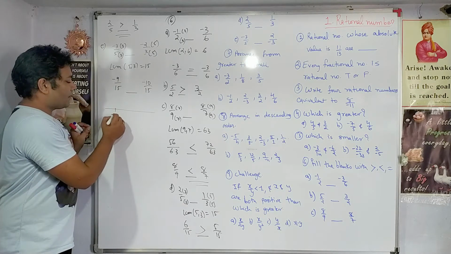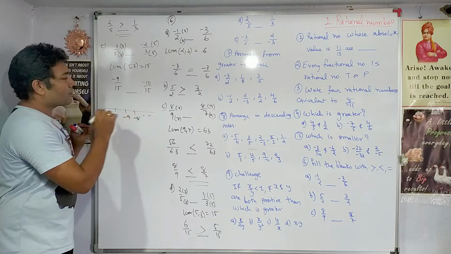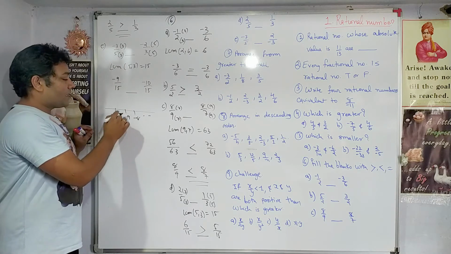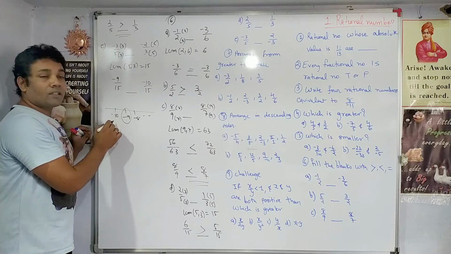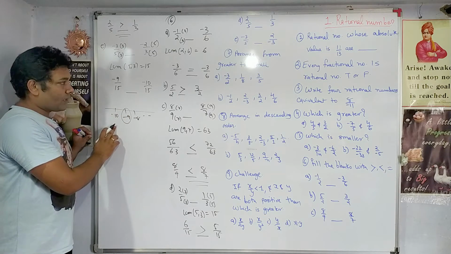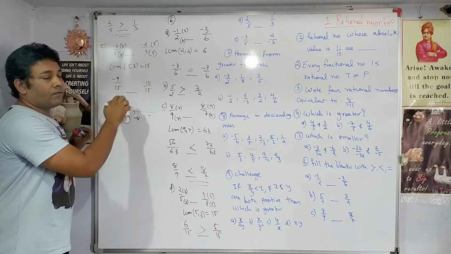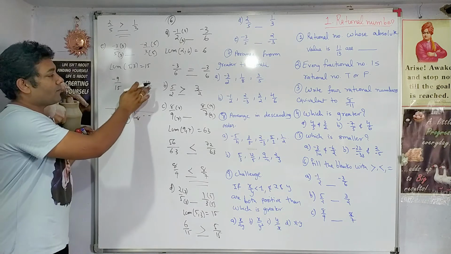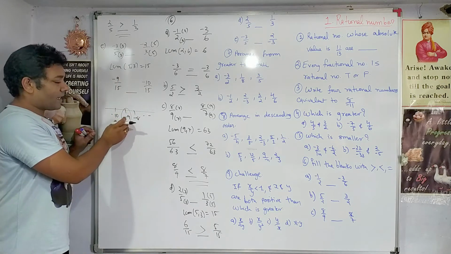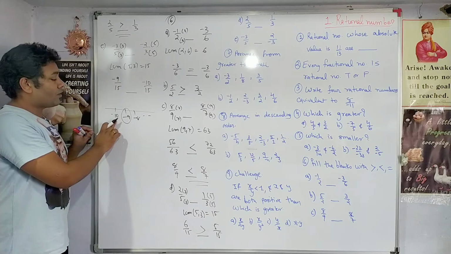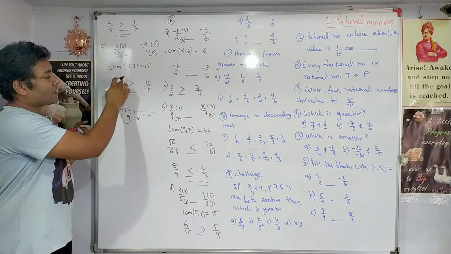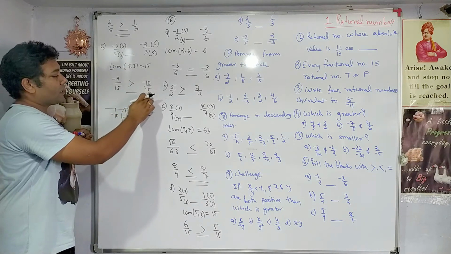If you draw the number line, minus 10, then minus 9, then minus 8 and so on. Which one is on the left-hand side? Minus 10 is on the left-hand side of minus 9, so minus 10 is smaller. Once again, to justify which one is greater in the case of negative numbers, draw a number line. Whichever number is on the left, between 9 and 10, which is on the left? 10 is on the left, so 10 is smaller. So ultimately we say minus 9 by 15 is greater than minus 10 by 15.